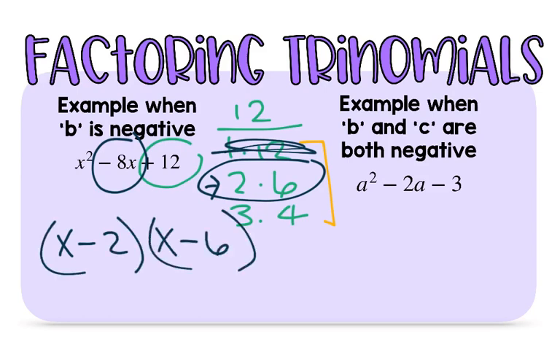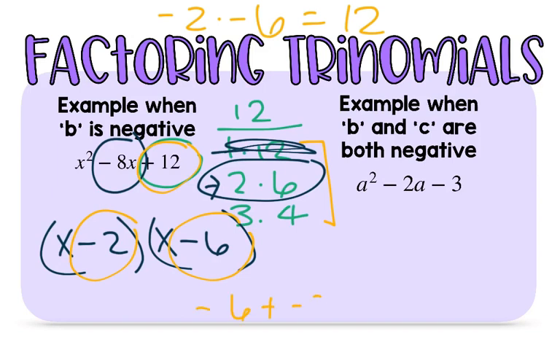And let's just do a check. Is negative 2 times negative 6 a positive 12? Yes, because a negative times a negative is a positive. And what about if you add them? Is negative 6 plus negative 2, does that equal negative 8? Yes, it does. So I know that I've chosen the correct factors. Remember, we could always check this by multiplying it back out. Okay, let's do the next one. Pause it here if you need to look at that work, because I'm going to clear the page.